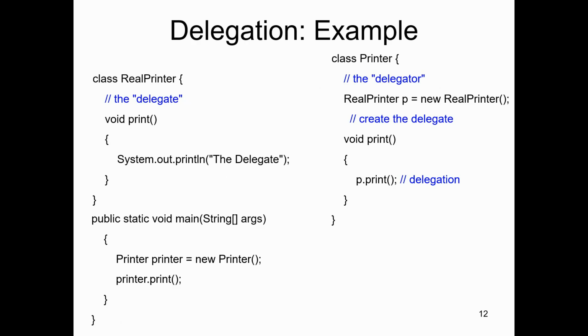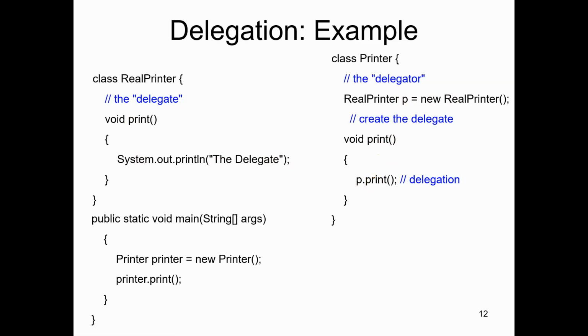So this gives you an example of using delegation. Here the real printer is the delegate, and the printer that will use the method in the real printer is called a delegator. So first, the delegator printer declares a reference variable p for the real printer, and then delegates its print method to the real printer's print method. So this is an example of using a delegate.